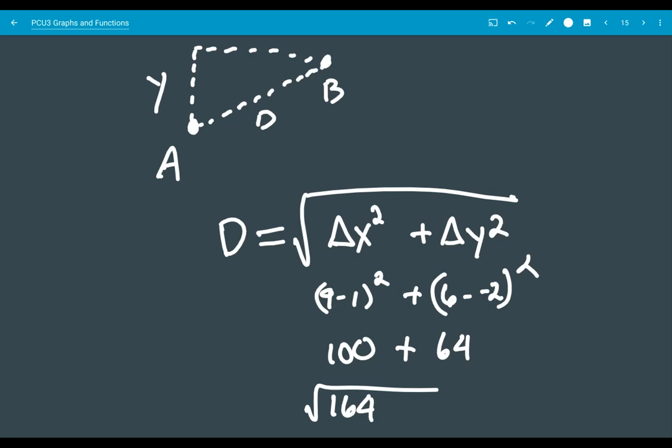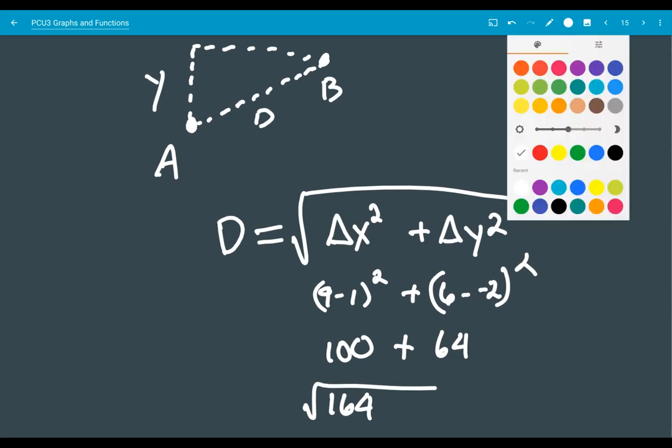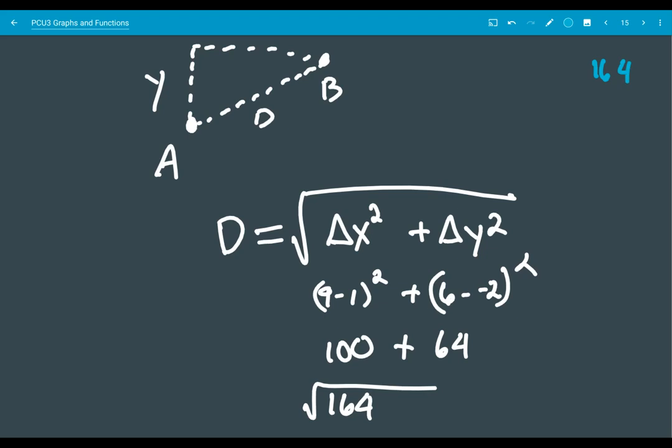Now, obviously, you need to factor 164 and simplify the square root. So let's look at what that would be. 164 is 2 and 82, 2 and 41. And it's not 2, it's not 3, it's not 7. I think 41's prime. We could check it. So this is going to be equal to 2 square root of 41. That's how you calculate the distance formula.